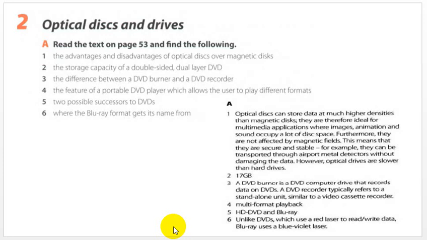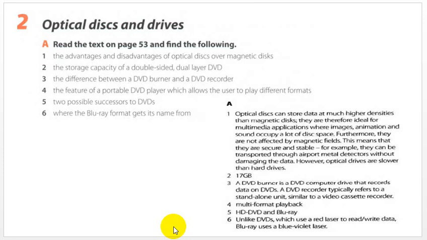17 GB. Okay, the storage capacity of a double-sided dual-layer DVD is 17 GB. The third one, the difference between a DVD burner and a DVD recorder: a DVD burner is a DVD computer drive that records data on DVDs. A DVD recorder typically refers to a stand-alone unit, similar to a video cassette recorder.